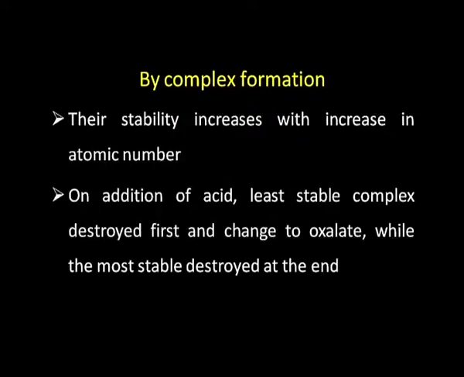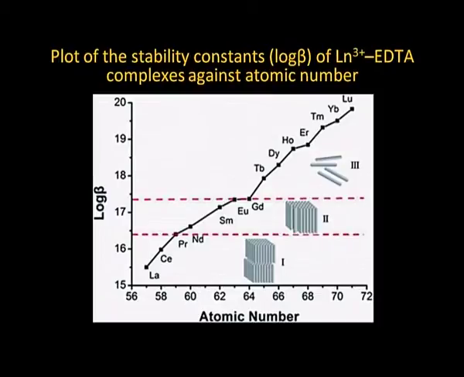This is the plot of stability constant log beta of the lanthanum +3 EDTA complex against the atomic number, and this is the value of log beta. The stability constant is going to increase with the atomic number from 58 up to 71, from lanthanum towards lutetium. Let us see the lanthanide +3 compounds.